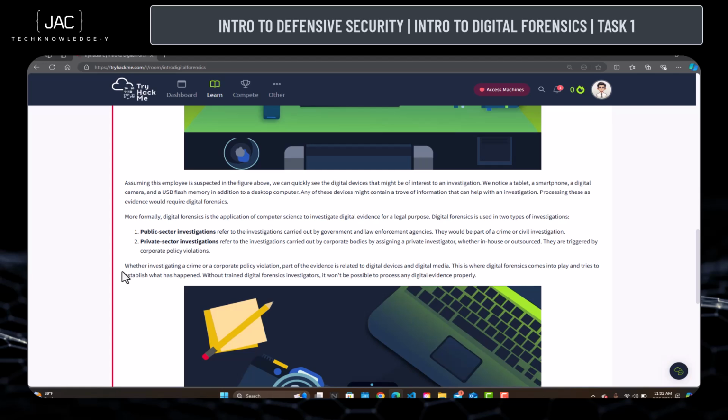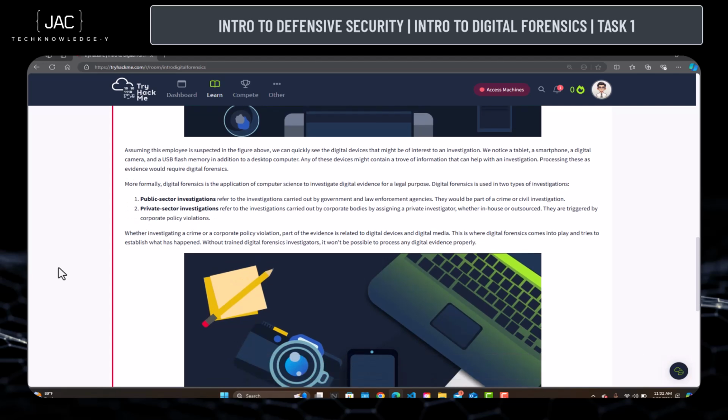Digital forensics is used in 2 types of investigations. So the 2 that they're going to name is public sector and private sector. Public sector investigations refer to the investigations carried out by government and law enforcement agencies. They would be part of a crime or civil investigation. Private sector investigations refer to the investigations carried out by corporate bodies by assigning a private investigator, whether in-house or outsourced. They are triggered by corporate policy violations.